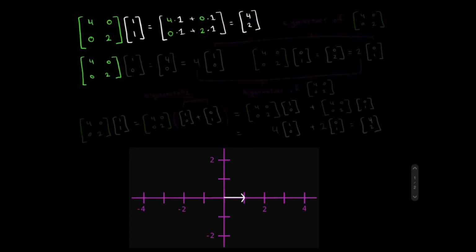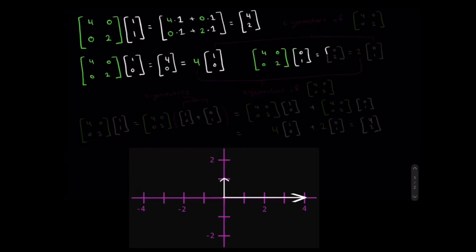But instead, if we look at how it acts on 1, 0, computing it out, we get 4, 0, which is just 4 times the vector 1, 0, which is very nice. All it does is stretch the vector out. Now, there's another vector like this, 0, 1. When we compute its image under this matrix, we get 2 times the original vector. So if you look down there, we see that this vector just gets stretched out.